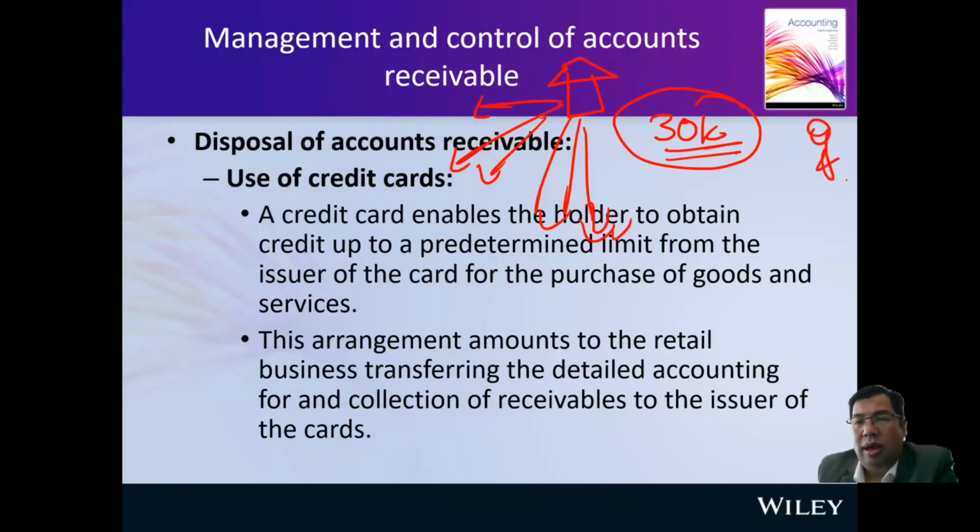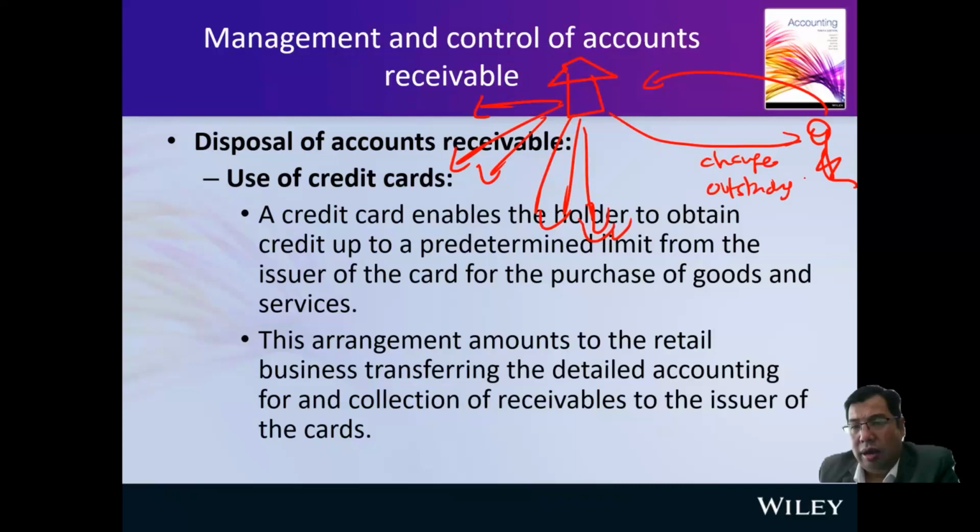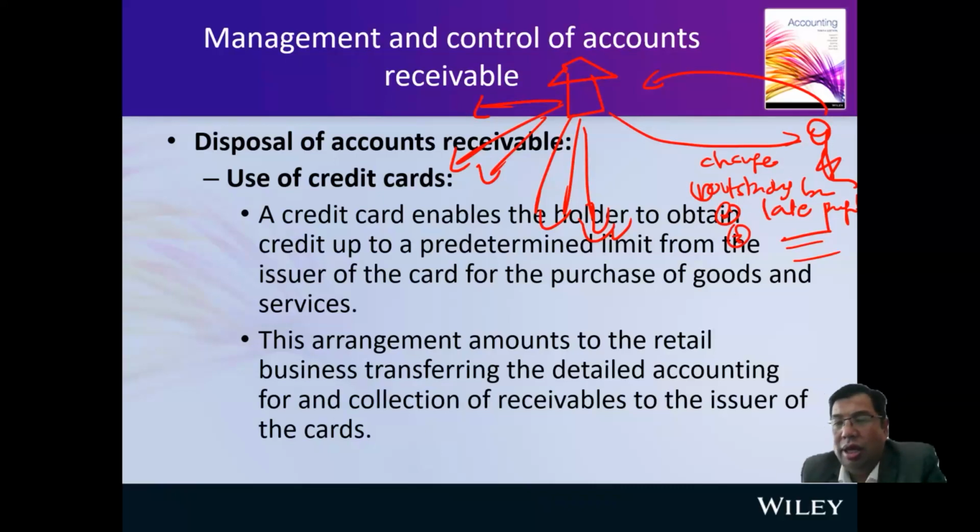And every month you need to pay the bank. If you miss the payment, they will charge you for the outstanding balance, they will charge you for late payment, and they will charge you so many things. So that is how banks make money. So that is another way to reduce the problem of doubtful debt, by encouraging customers to pay on credit.